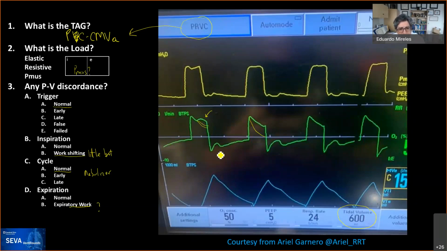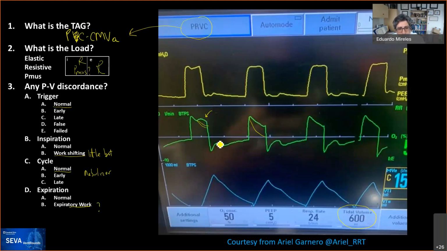So, and then when I look at the expiratory waveform, if we avoid this little deflection, it looks like it's a nice exponential decay. So this makes me think that the flow is not getting there.